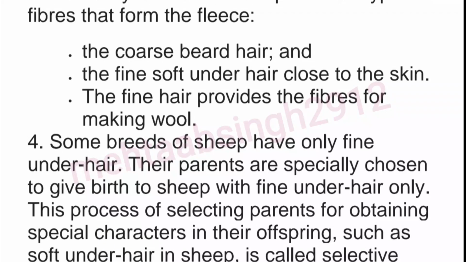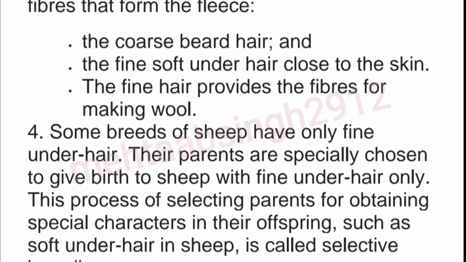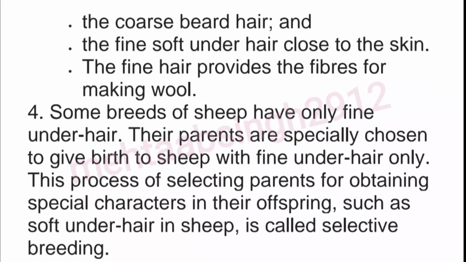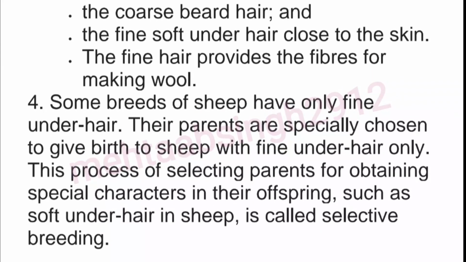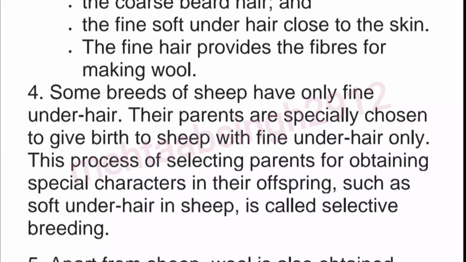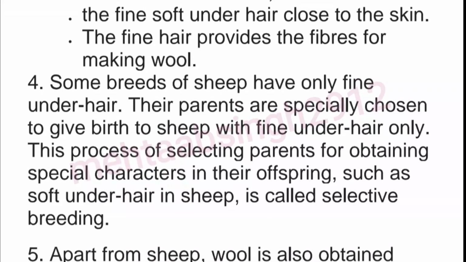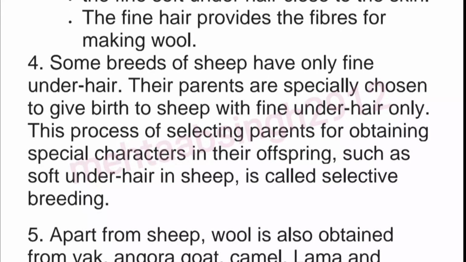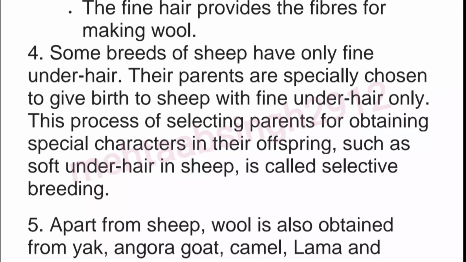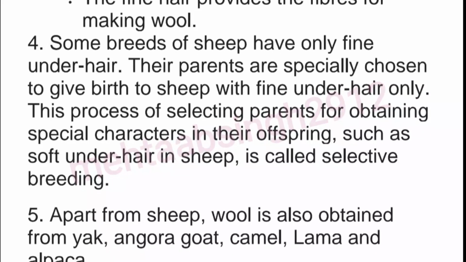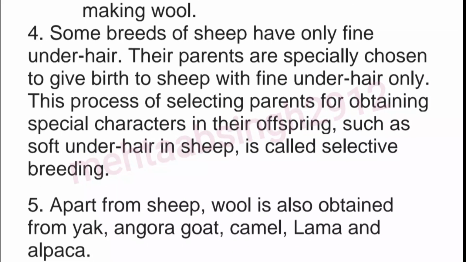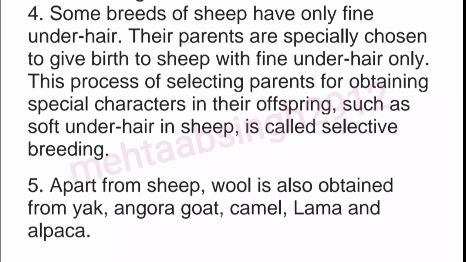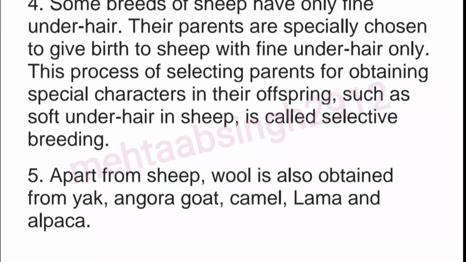Their parents are especially chosen to give birth to sheep with fine under hair only. This process of selecting parents for obtaining special characters in their offspring, such as soft under hair in skin, is called selective breeding. Fifth, apart from sheep, wool is also obtained from yak, angora goat, camel, llama, and alpaca.